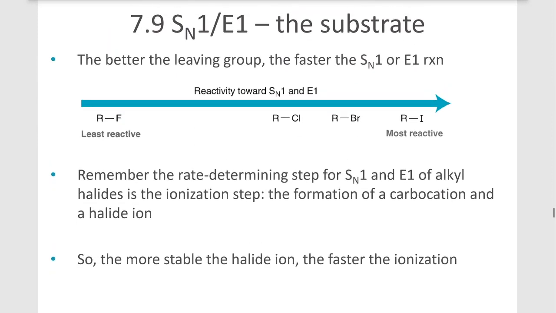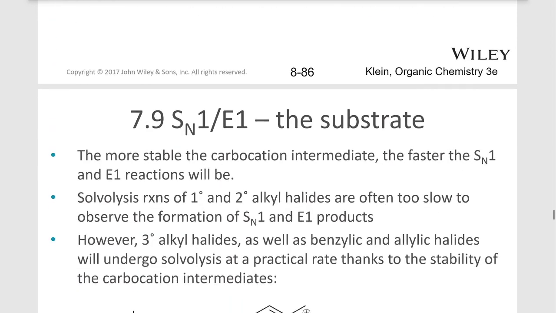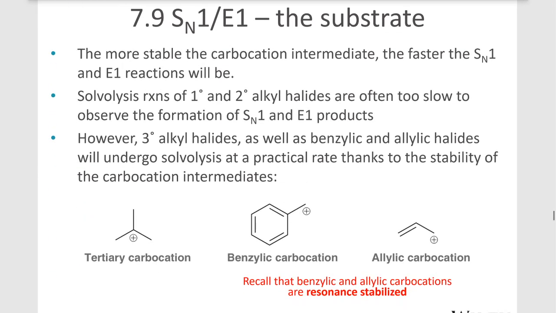Alright, so for the substrate, we need a stable substrate for the SN1 and E1 reactions. We need something that can stabilize that carbocation. And the more stable the carbocation, the faster the reaction will occur. Here you can see we have a tertiary carbocation, a benzylic carbocation, and an allylic carbocation. So benzylic and allylic are resonance stabilized.